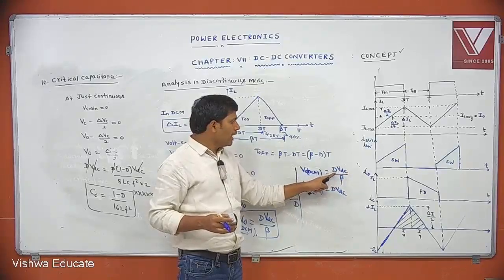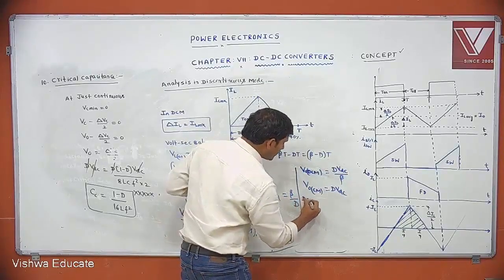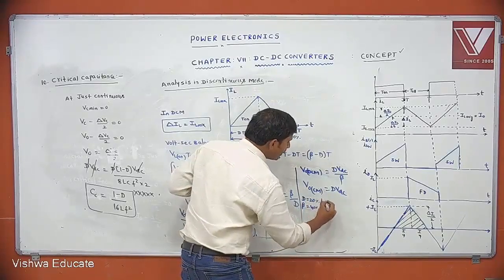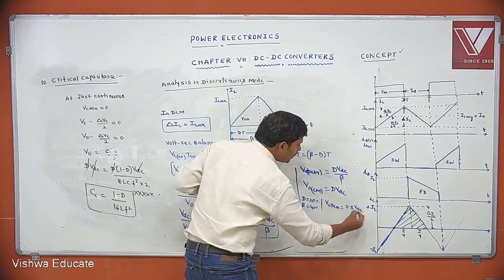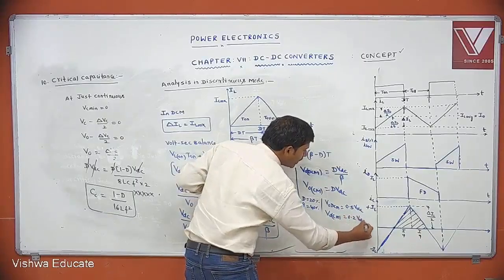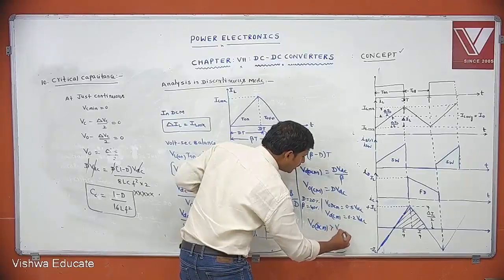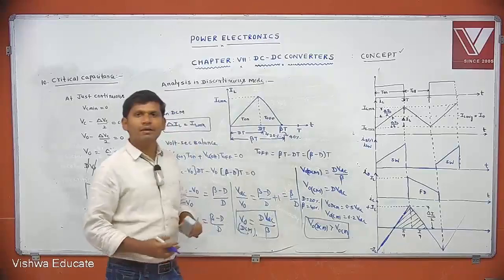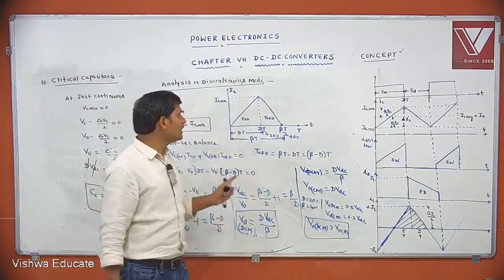Understood or not? Here D is 20% and beta is 40%. Then V0 in discontinuous mode is 0.5 VDC, and V0 in continuous mode is 0.2 VDC. Therefore, V0 in discontinuous mode is always greater than V0 in continuous mode. These observations are important with respect to discontinuous mode.